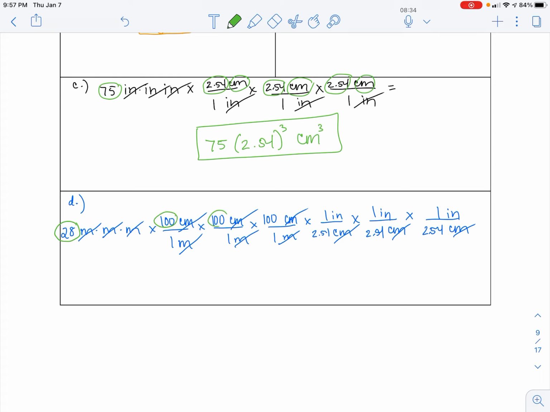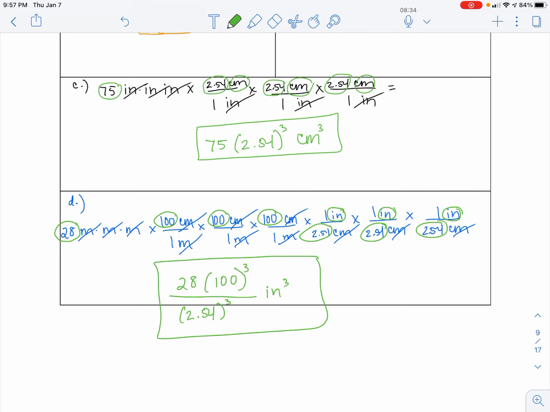We have a 28 over here, 3 100ths. I'm not going to write down any of the ones, but I do want to circle the inches because that's where we wanted to land. We have 2.54 3 times. So our answer is going to be written like this: 28 times 100 to the 3rd power, or cubed, over 2.54 cubed inches cubed, and that's the answer to letter D.